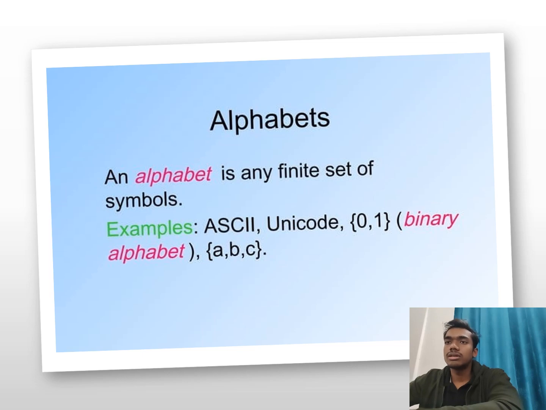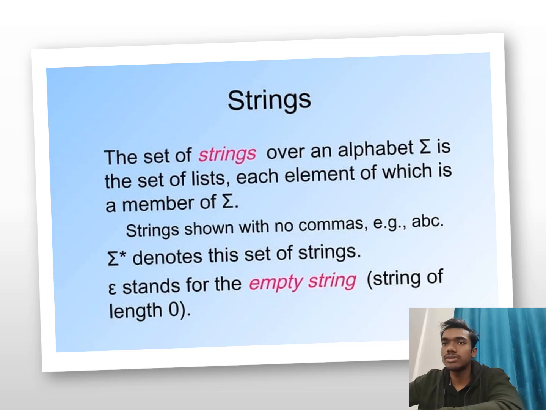So now coming to alphabets. An alphabet is any finite set of symbols. Example, ASCII code, 0 1 binary alphabets. So it can be anything basically, 0 1 and the alphabets A B C or extended, just depending upon the language.